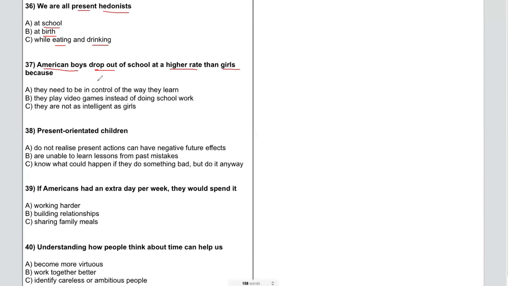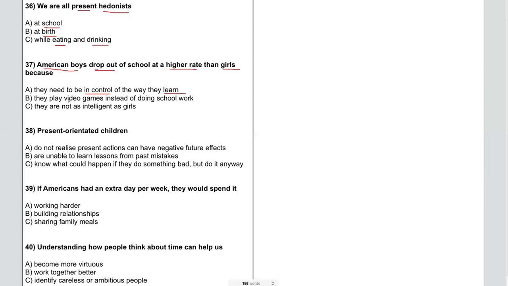This is a great example of how vocabulary can help you as well. You've just saved yourself from underlining school, and you've also just saved yourself an extra word to listen out for. So drop out is an excellent keyword here, and higher rate than girls. So I want to make sure that I'm listening for how boys drop out, higher rate than girls. Our answer options: A, they need to be in control of the way they learn. So here I want to see in control and learn. Need to be is not necessary because I'm listening already for these specific terms.